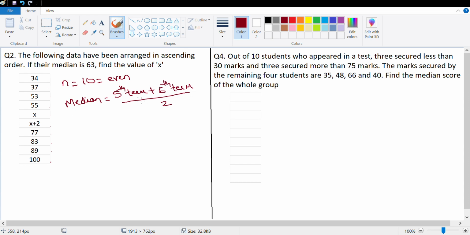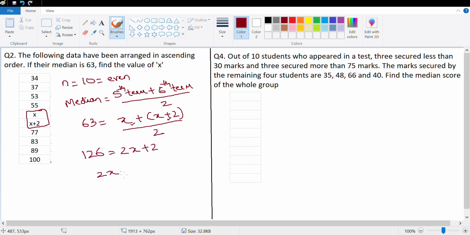So let's find the 5th term. There's 1, 2, 3, 4, 5. So these are the 5th and the 6th term. So median in this case is 63, which is equal to x plus x plus 2 divided by 2. Yes, 5th term is x, 6th term is x plus 2, which means 63 into 2, that's 126, is equal to 2x plus 2. 2x is equal to 124. x is equal to 62. That's our value of x. Find the value of x, that's the question. So x is 62. Let's look at the next question.